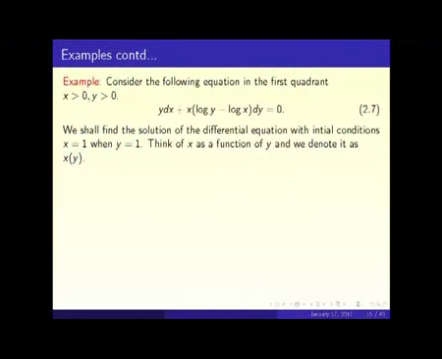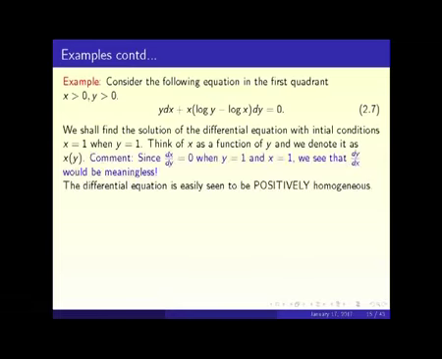Now more examples. Let us look at an example in the first quadrant. Because it's going to be only positively homogeneous, we see a log x and a log y present. So automatically x has to be positive and y has to be positive. The differential equation is defined only in the first quadrant. And the first quadrant is positively homogeneous but not homogeneous, but that's okay.